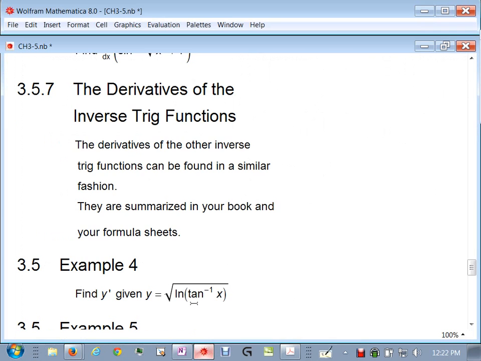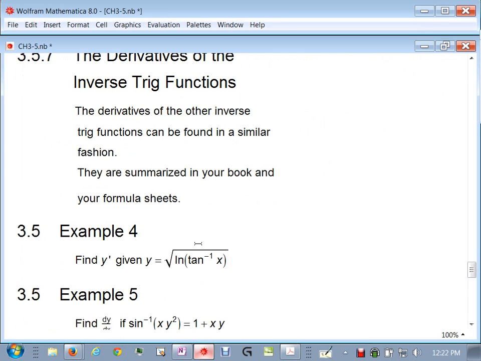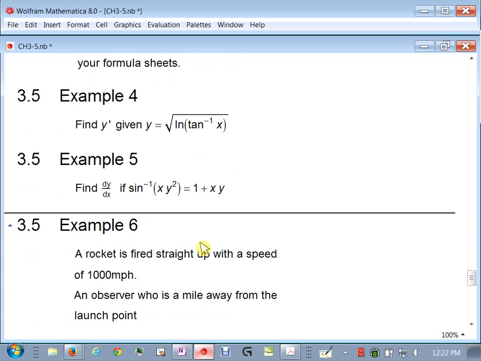Questions? So given that, let's see if we can figure out example 4.